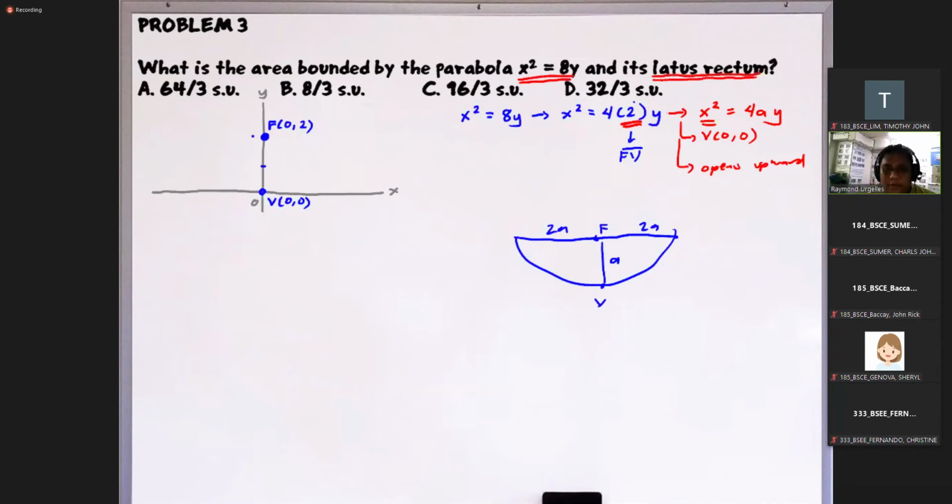Since this is 2 units, ibig sabihin 4 units sa kanan, saka 4 units sa kaliwa yung endpoints ng latus rectum natin. So therefore, we count 4 units here. Kaya nandito yung isang endpoint ng latus rectum, tawagin natin as R. Then 1, 2, 3, 4. Nandito yung other point of the latus rectum, ito yung L. So ito yung latus rectum natin.